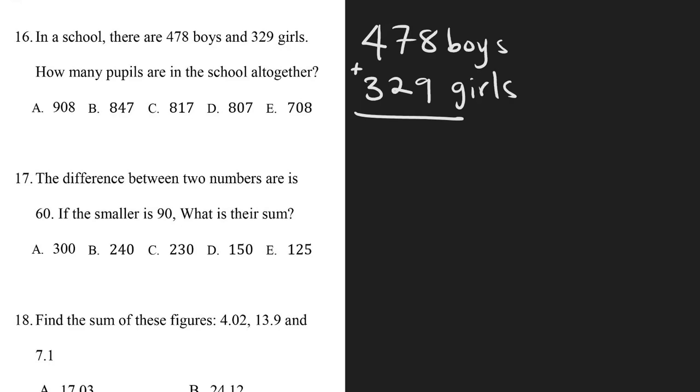So 8 plus 9 is going to give us 17. So put 7, carry 1, right? So 7 plus 2 is 9. 9 plus 1 is 10. So put 0, carry 1. So 4 plus 3 is 7. 7 plus 1 is 8. So we have 807 pupils altogether. So it's just to add the boys plus the girls. So let's check our option. Do we have anything like 807? Of course, the answer is D. So let's move to the next question.